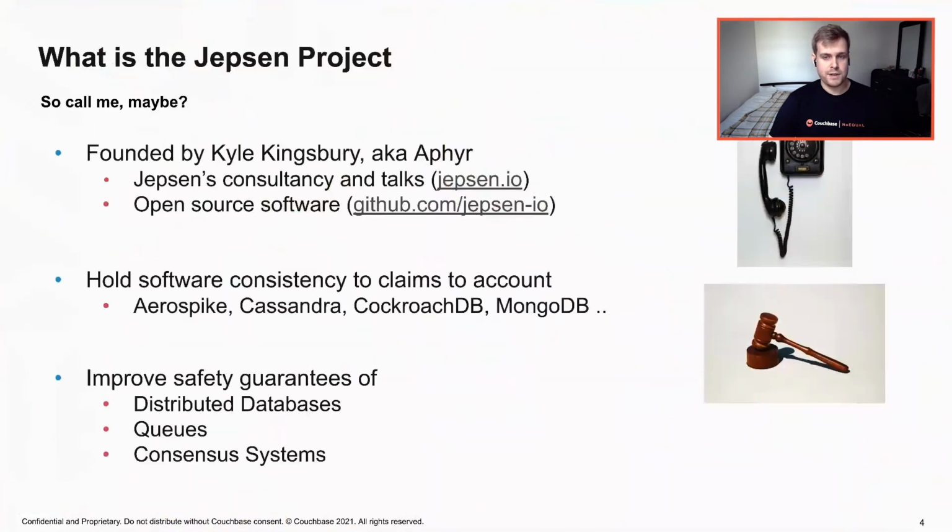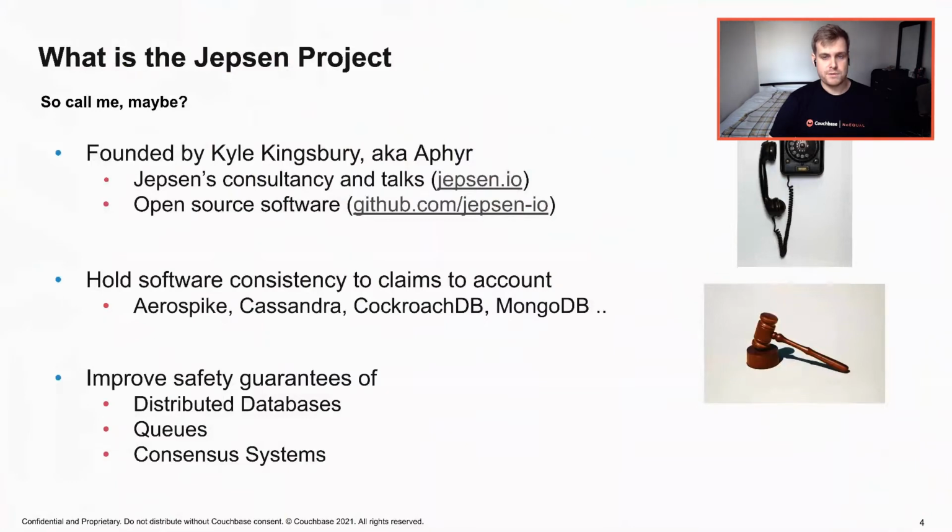The Jepsen project was founded by Carl Kingsbury with the aim of improving the safety of distributed systems by holding them to account. They've tested the consistency claims of the largest distributed systems, with a few of them named here. The Jepsen project can be thought of as two parts, one being the talks and educational content provided by Jepsen to help better inform people about distributed systems and consistency, and the second being the testing and consultancy that Jepsen performs and the open source software that they've created to assist this.